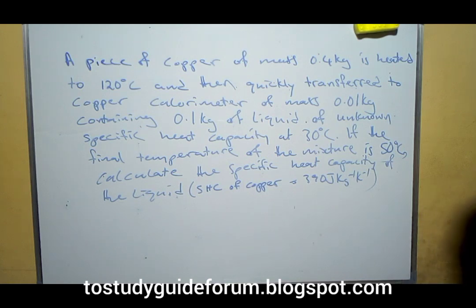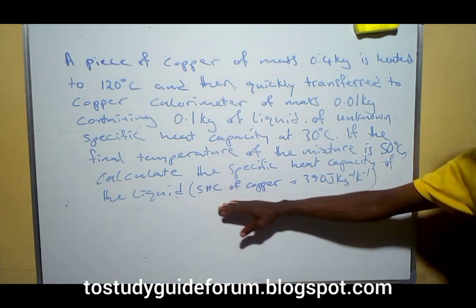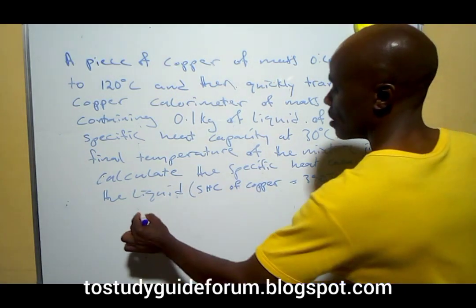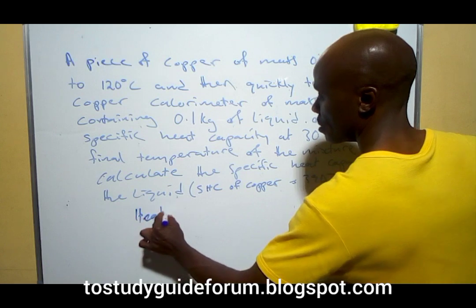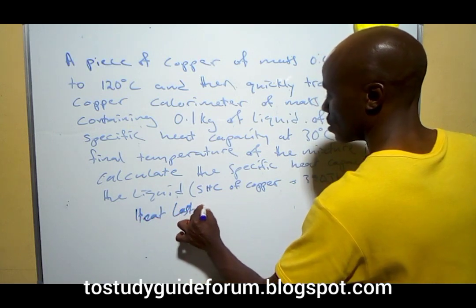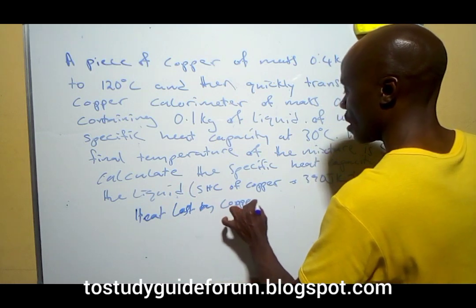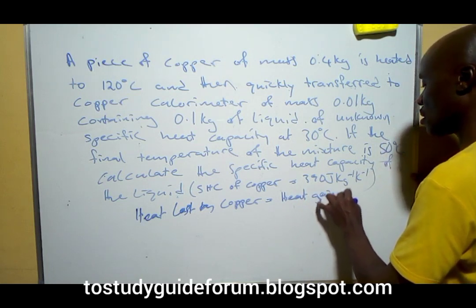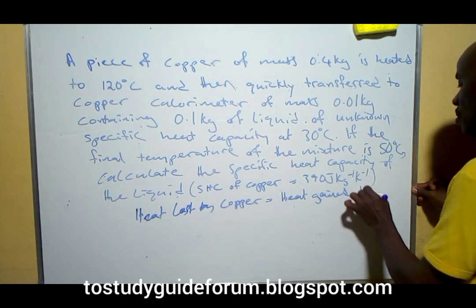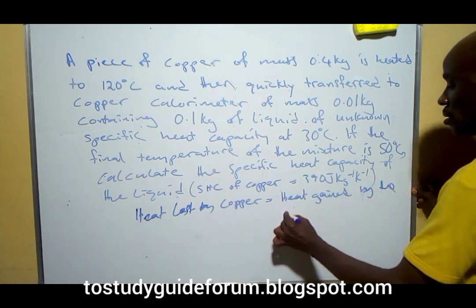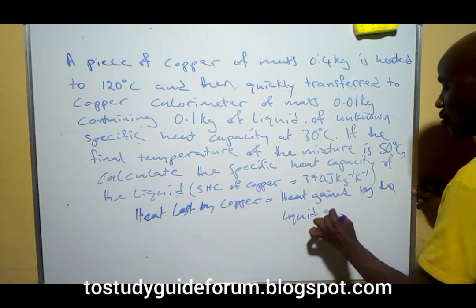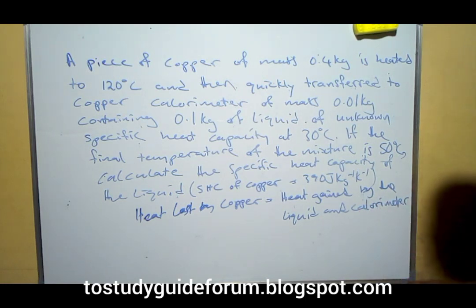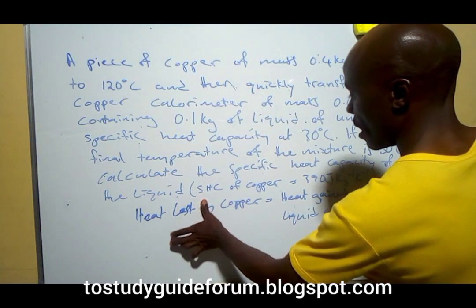We are going to calculate the specific heat capacity. The specific heat capacity of copper is already given to us. So we know that heat lost by copper is equal to heat gained by the liquid, and also the calorimeter. The heat lost by this one is what these other ones are gaining.